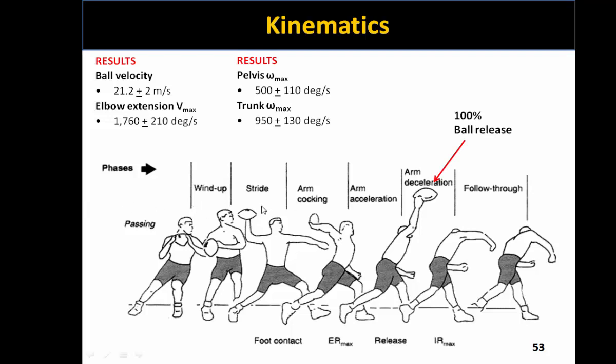If we examine the different phases in passing the ball, taking ball release to be 100% of the entire process, the maximum elbow velocity was achieved just prior to ball release, at 95% of the total movement. The maximum trunk rotation velocity was achieved at 62% into the movement, and the maximum pelvis rotation velocity at 56%. So in order to pass the ball, the vast majority of the movement occurs during the wind-up and into the stride phase, indicating that this process is critically important to a successful throw.